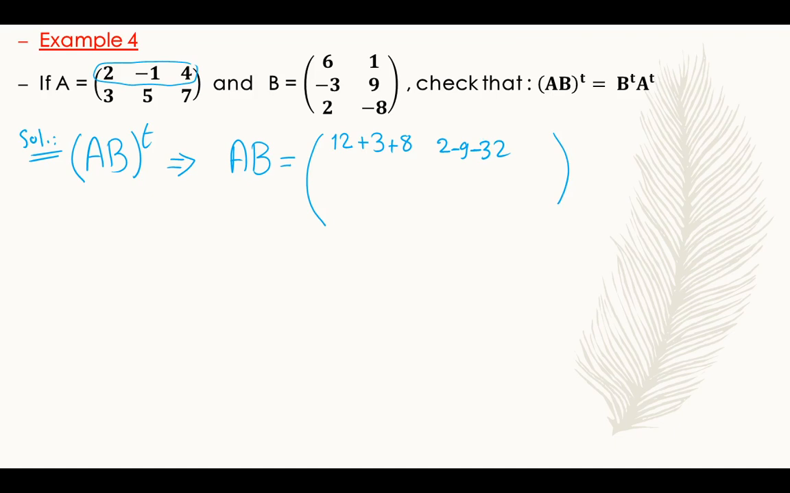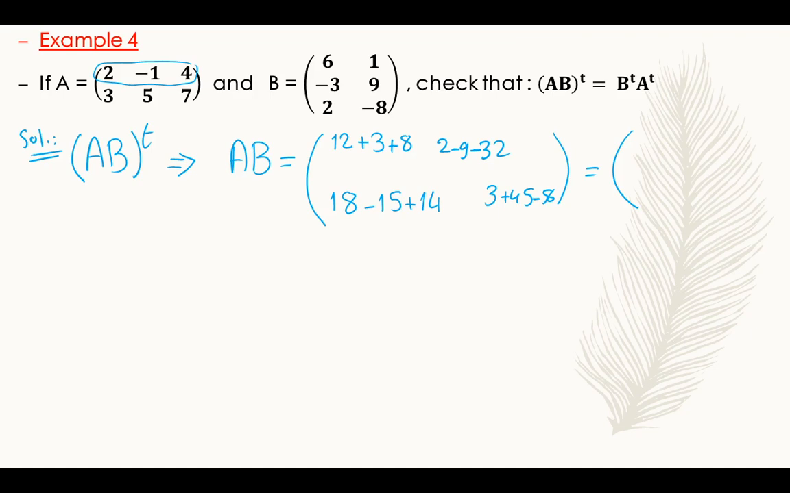Okay, now we are going to multiply the second row by the first column. 3 times 6 equals 18. 5 times negative 3 equals negative 15. 7 times 2 equals 14. The second row by the second column. 3 times 1 equals 3. 5 times 9 equals 45. And 7 times negative 8 equals negative 56. Okay, now we want to add these elements together.